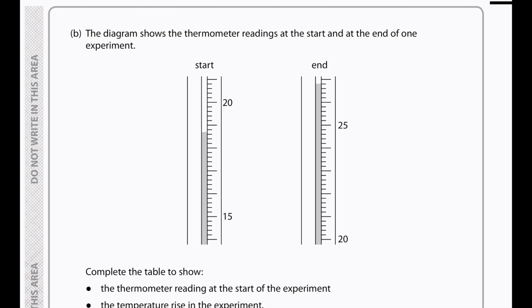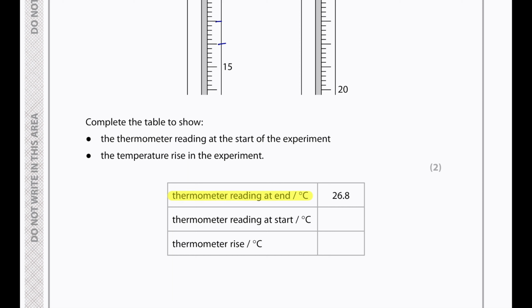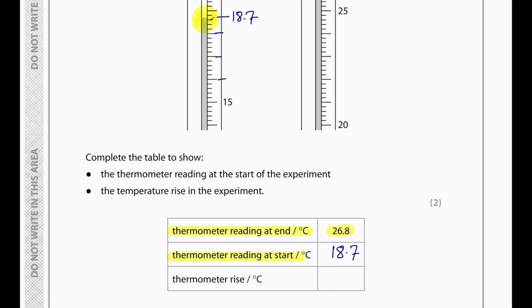The diagram shows the thermometer reading at the start and at the end of the experiment. At the start of the experiment, we can see a particular reading, and at the end of the experiment, we can see a particular reading. Okay, let's see the reading. 16, 17, 18, 18.6, 18.7, and here 24, 26, 26.8. So the thermometer reading at the end is 26.8. The thermometer reading at the start is 18.7. So the temperature rise will be 8.1 degrees Celsius.